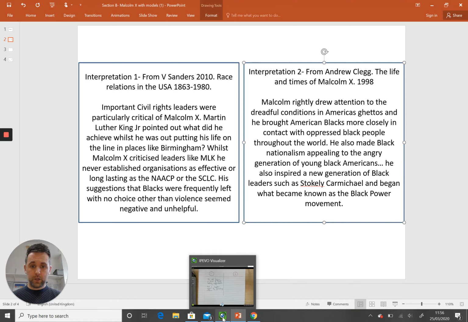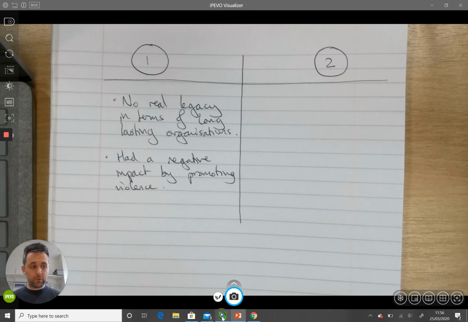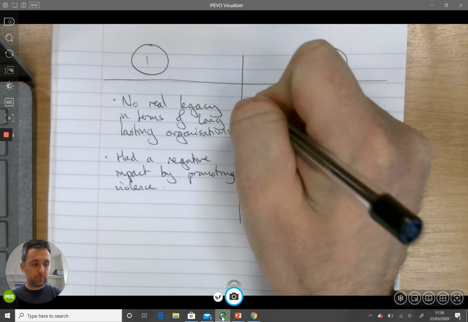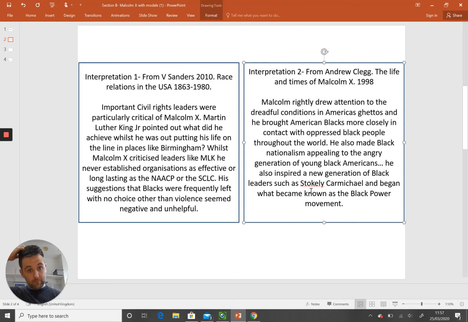So if I try and summarize that into a couple of bullet points, let's go back. We also have to think about what I know. Because this stuff about making it an international movement is fine, but there's not so much knowledge there. So I'm probably going to steer away from that. I'm going to stick with making black nationalism appealing to angry young black Americans, because I think I can evidence that.